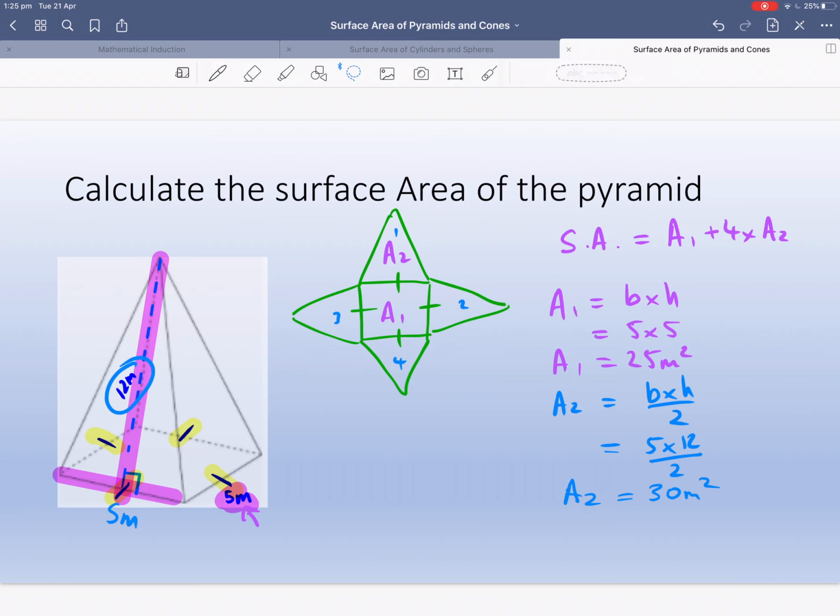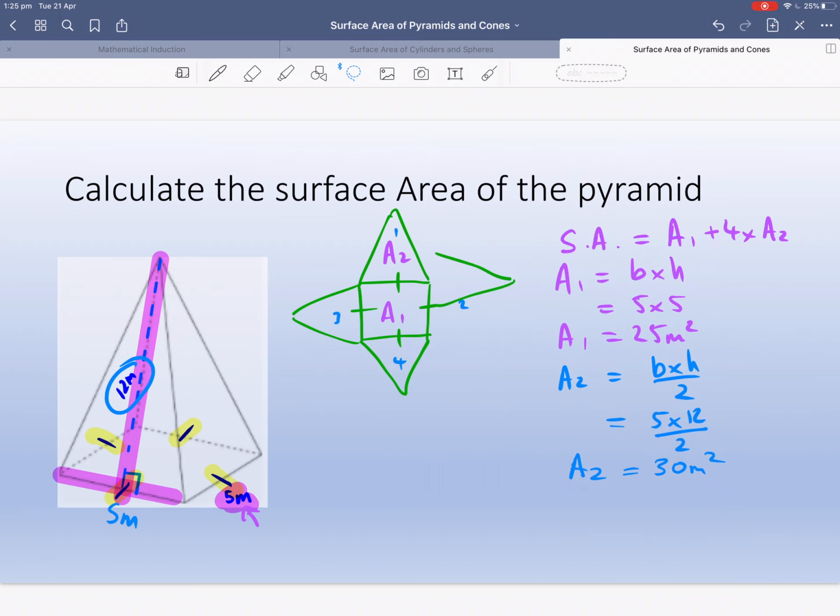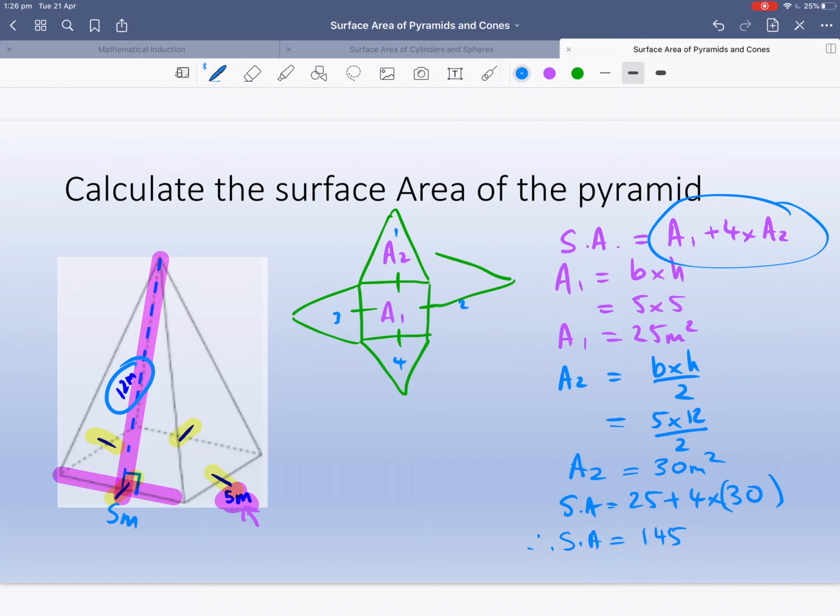All right. So now let's find out what the surface area is. Well, surface area is, using this guy here, it's going to be 25 plus 4 times 30. 4 times 3 is 12, so 120. So therefore the surface area will be 145 meters squared. You can use your calculator as well to work this out if you need to. Okay, so the most important thing is to draw this net first, okay, and see how it looks, and then just work it out with your normal area formulas.